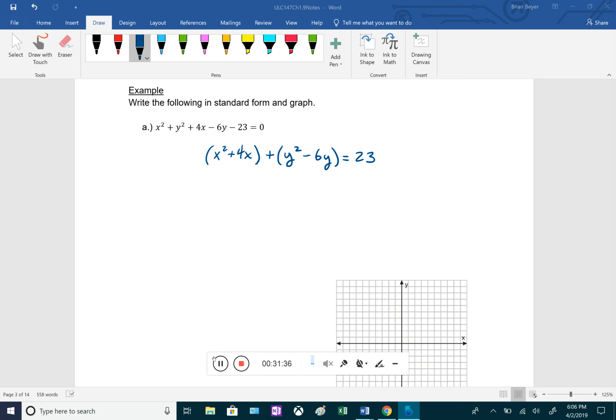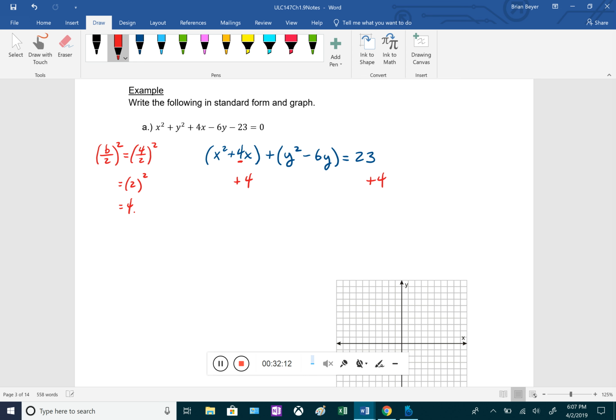Now we have to complete the square on the x's and complete the square for the y's, so we have to do two completing the squares. For the x's, we have to add b over 2 squared to both sides. The b here is the 4, the coefficient on the x term. So it's 4 over 2 squared, which is 2 squared, which is 4. So we have to add 4, and then we also have to add it all the way over here.